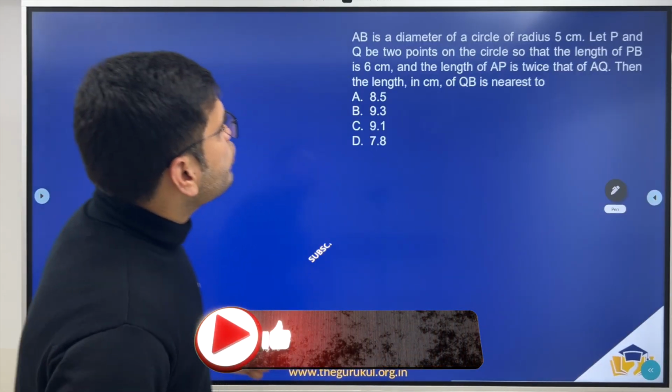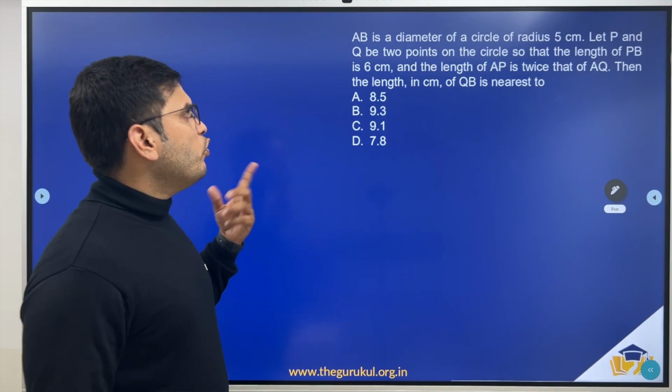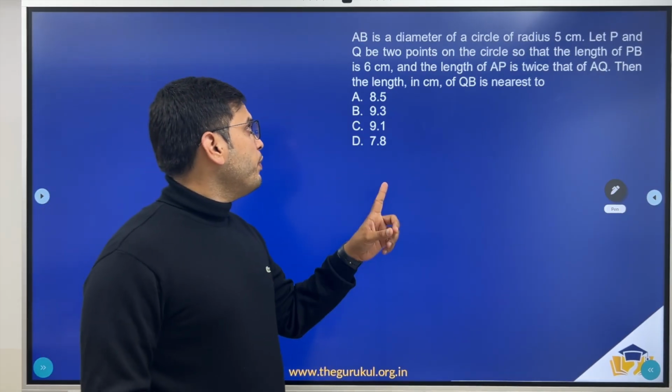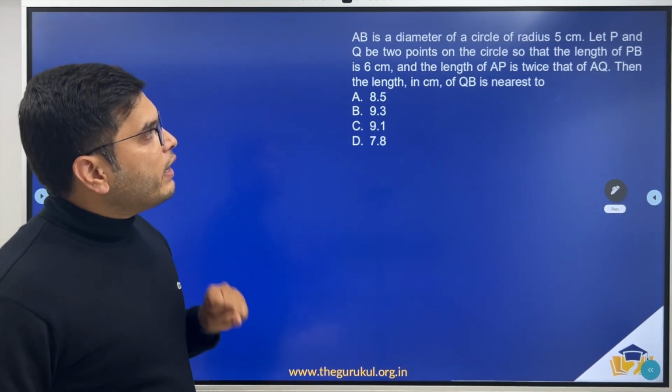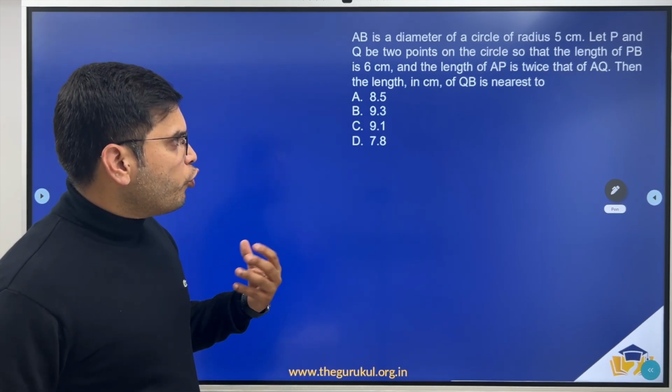Now coming to the fourth question. AB is the diameter of a circle of radius 5. Let P and Q be 2 points on the circle so that the length of PB is 6 centimeters and the length of AP is twice that of AQ. Then the length in centimeter of QB is nearest to.